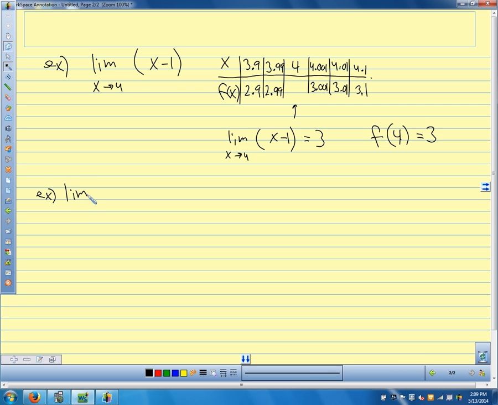So let's look at the limit as x approaches 2 of x squared minus 4 over x minus 2. So for this function, f of 2 is undefined, because I end up dividing by 0. That doesn't mean that the function doesn't have a limit. That doesn't mean that the function doesn't get close to something as x gets close to 2. So let's look at a table of values here.